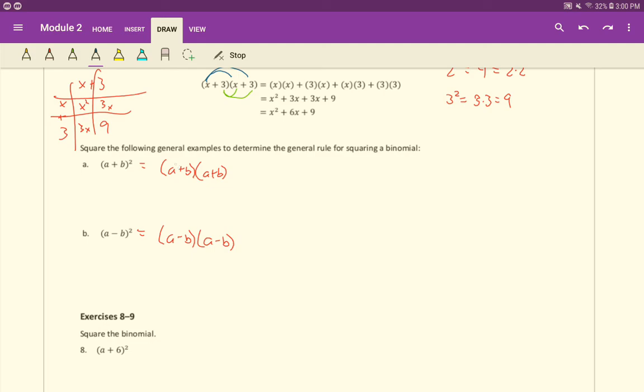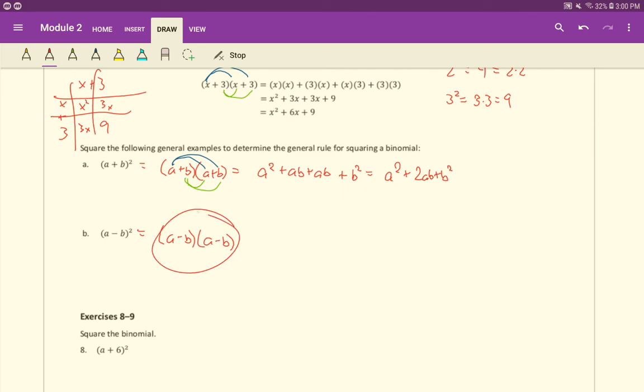Okay, so hopefully you pause the video. A times a, a times b, b times a, b times b. And so we get a squared plus ab plus ba plus b squared. Do we have any like terms? Well, depending on how you look at this, you might not think that there are, but in fact, ab and ba are like terms, because a times b is the same thing as saying b times a, right? 2 times 3 is the same thing as 3 times 2. So instead of ba, let's go ahead and just write that as an ab, and so we get a squared plus 2ab plus b squared.